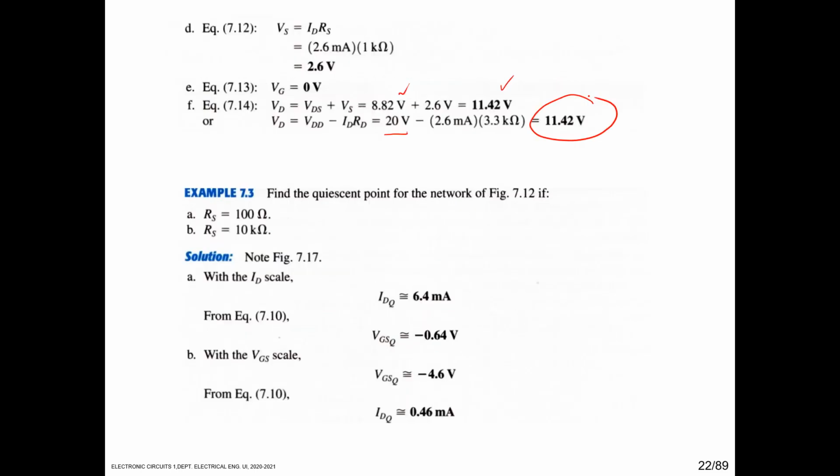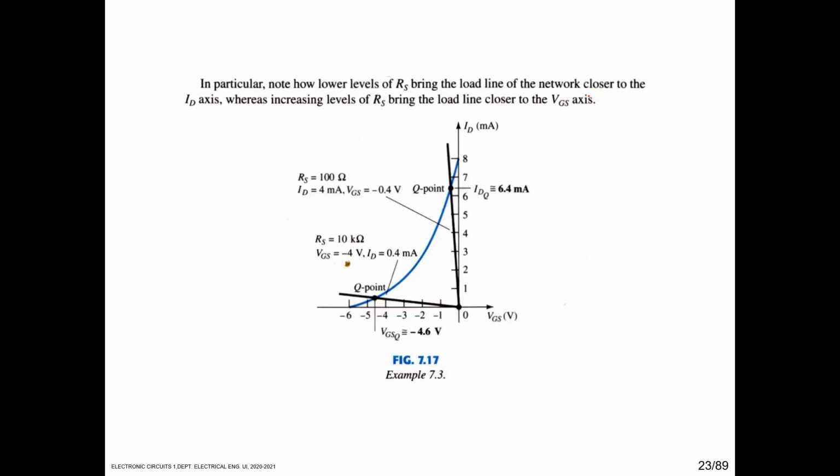And then we can change the key point by changing the RS like this one. We can get that when RS is 100 ohm, the key point is here, where ID key is equal to 6.4 milliampere. And then if we increase RS until 10 kilo ohm, we get the key point here, when VGS is equal to minus 4 and ID is equal to 0.4 milliampere.